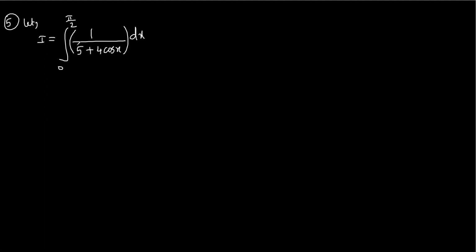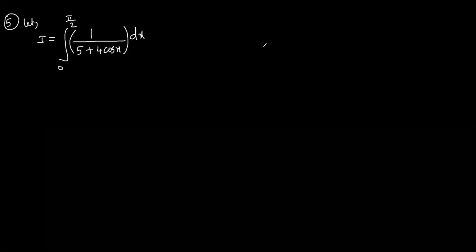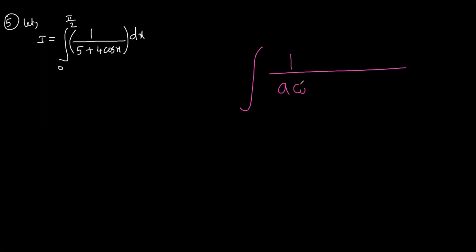This question here, we are having 1 upon 5 plus 4 cos x. If you remember, in indefinite integral, we have done the type 1 upon a cos x plus b sin x plus c, a cos x plus b sin x plus c dx.